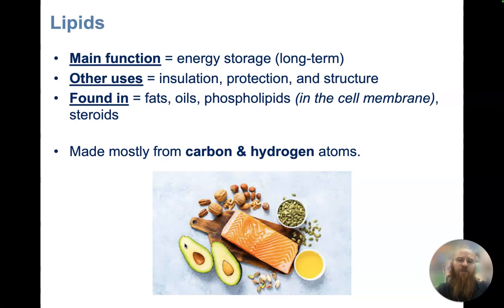These lipids, these fats, are made mostly from carbon and hydrogen. Okay, and then we can see some common sources in the picture below of fats in our diet. So like from seeds, nuts, fish, and avocados, and also the oils like olive oil.